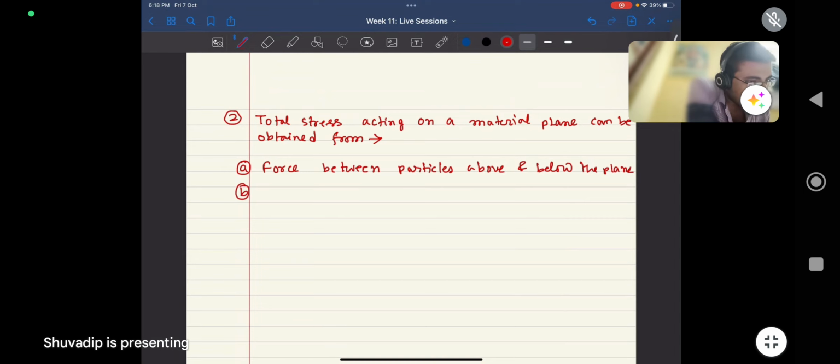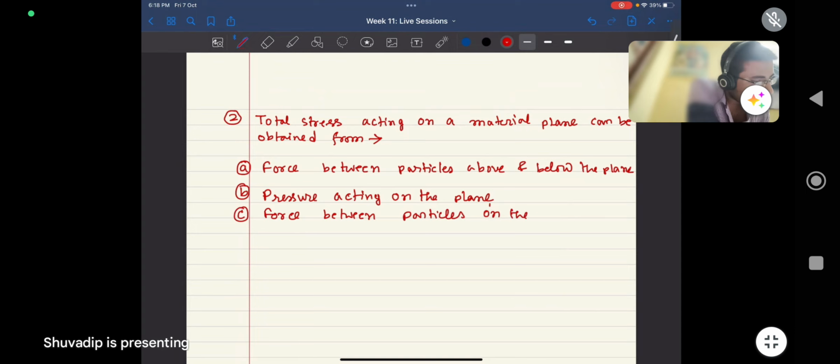B, pressure acting on the plane. C, force between particles on the plane, and D is none.